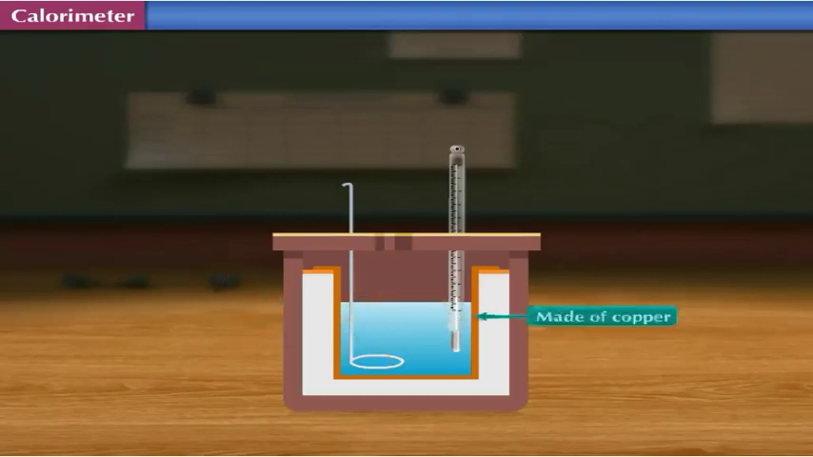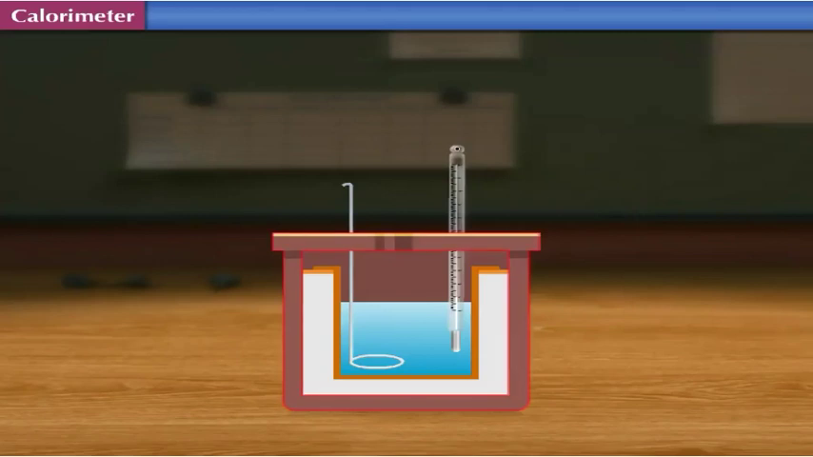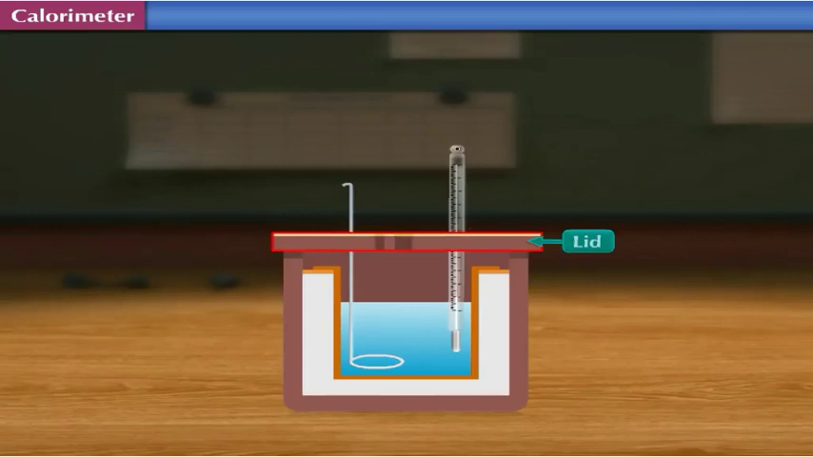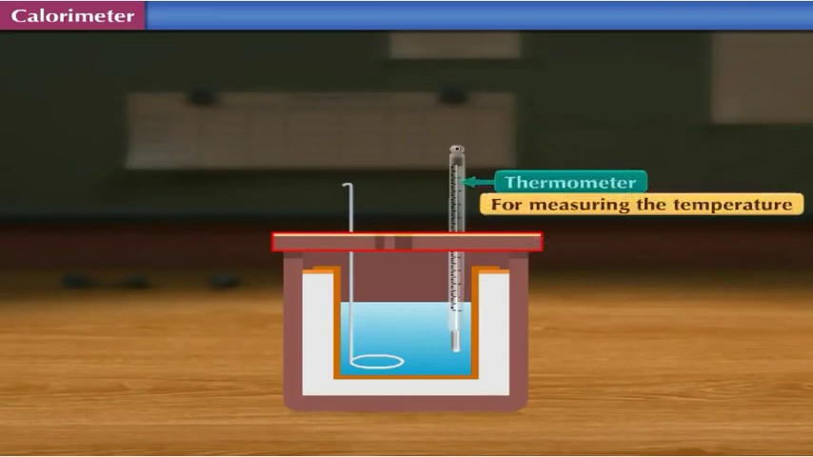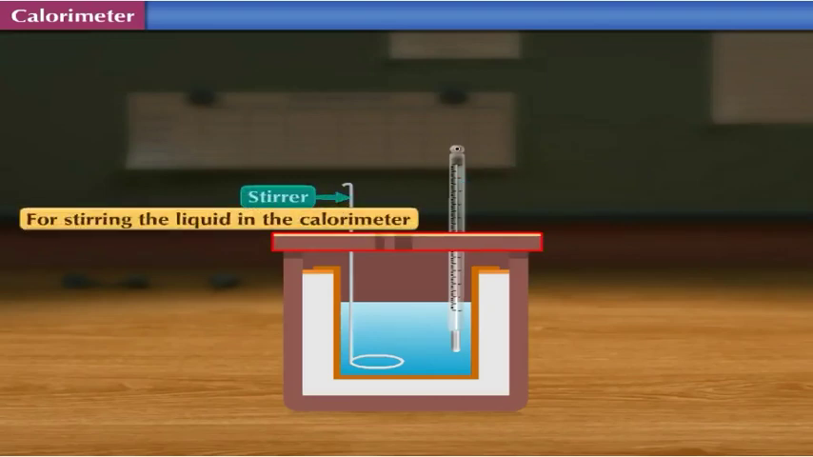The inner vessel is made of copper, as copper has low specific heat. The bigger, that is outer container, has a lid made of a bad conductor of heat. The lid has two holes. A thermometer for measuring the temperature is inserted through one hole, and a stirrer for stirring the liquid in the calorimeter is inserted through the other hole.